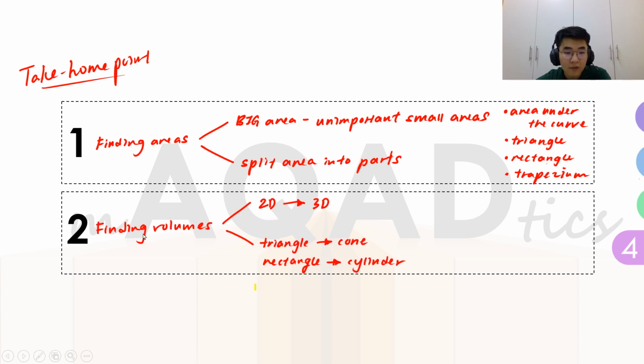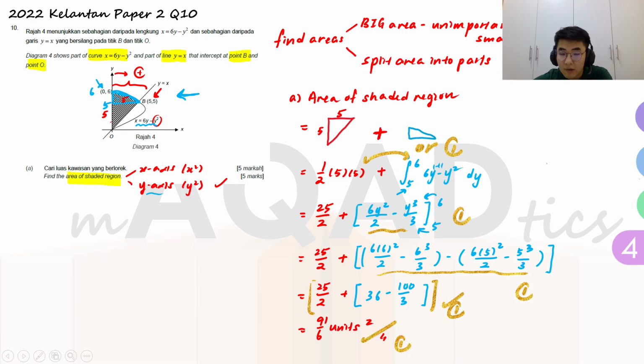And for the second point, which is to find the volumes, make sure to view it in a 2D perspective first, which means we need to find the area first. Then once we have the areas, we translate it into 3D, which means we rotate all the areas around the axis. So if we found a triangle in 2D, when we rotate, it will become a cone. For a rectangle, when rotating, it will become a cylinder. Alright, so here's the answer scheme for this question, and hopefully you have learned something new from this video.